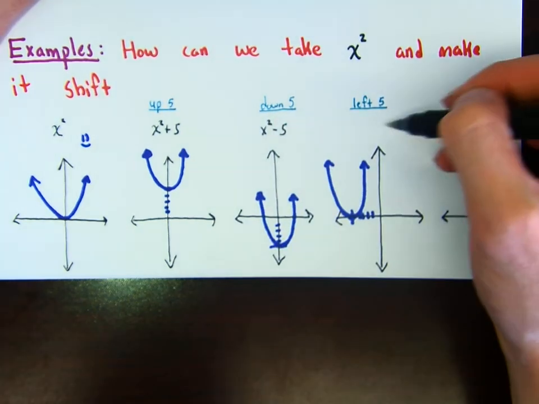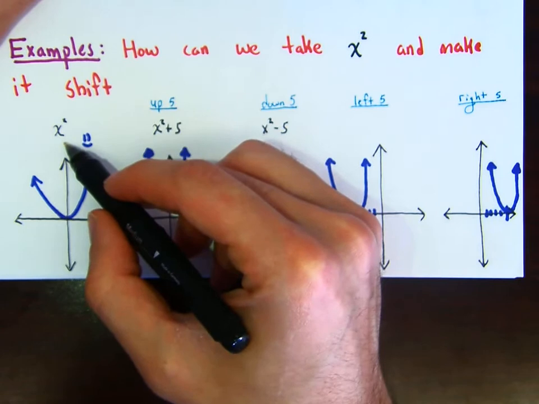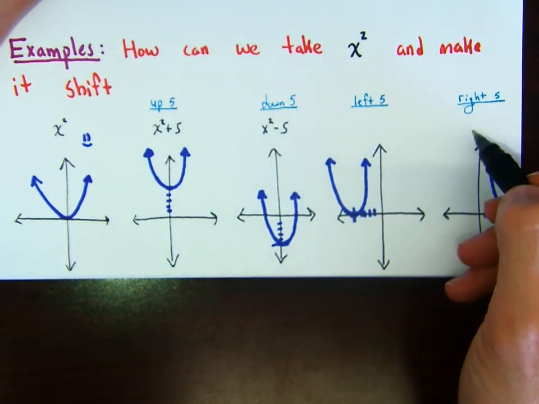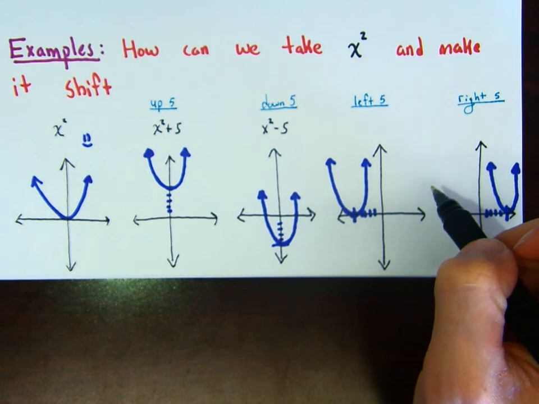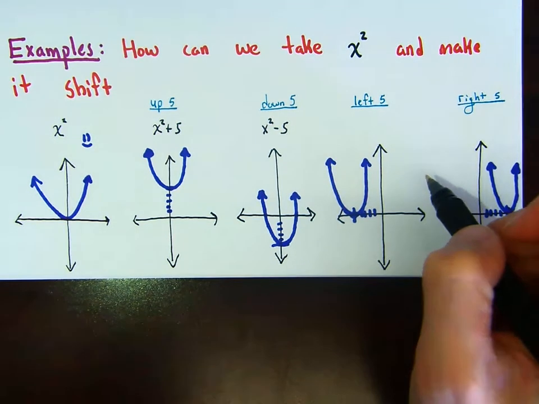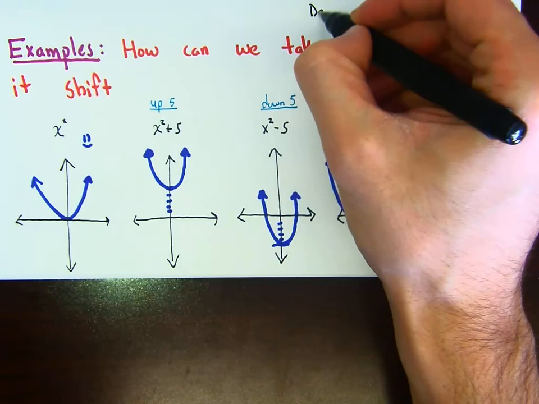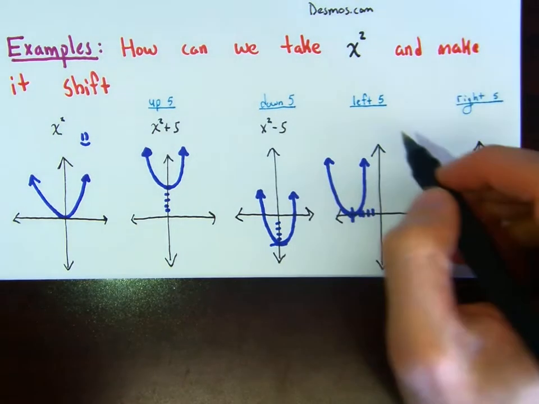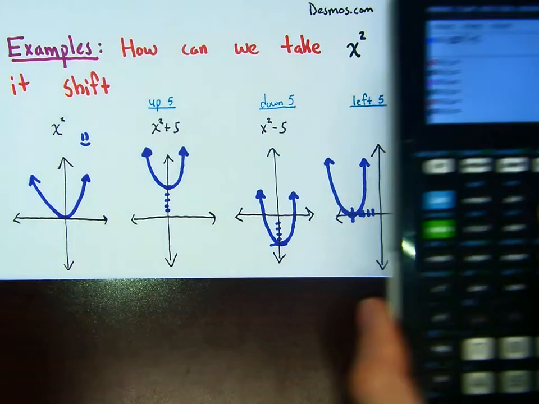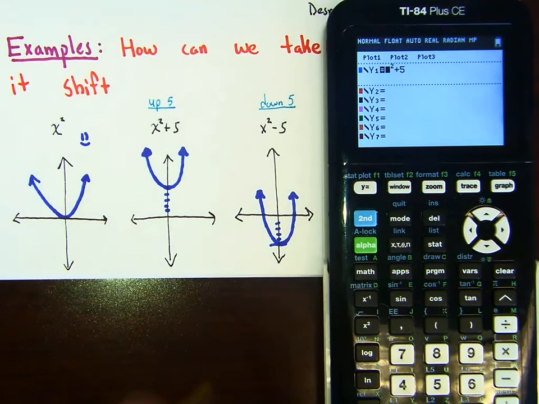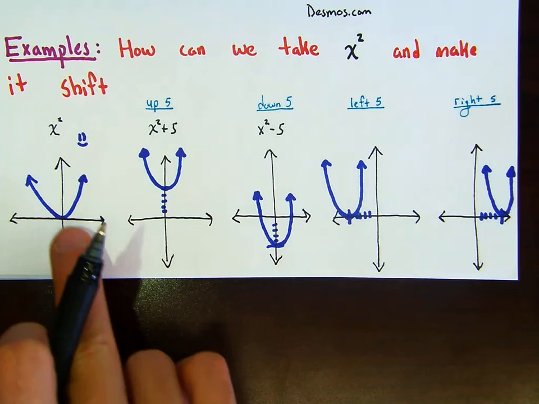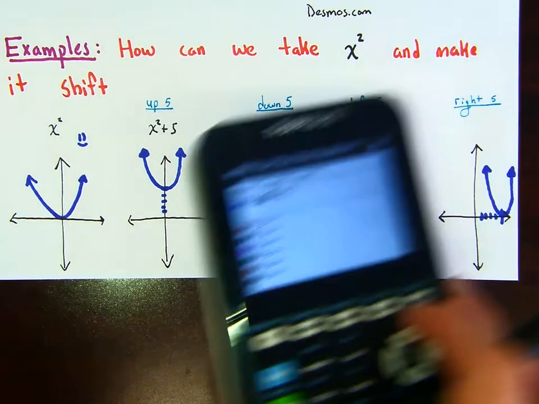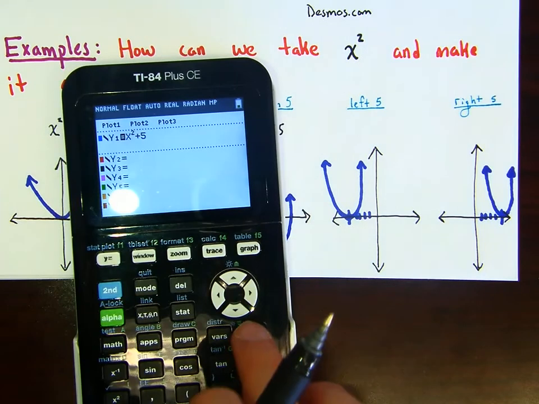Now, the tricky question is, what would I do to x squared to make it move left 5 and right 5? Pause the video and try and think about it. What would you have to do? And if you want, you could go to a website like desmos.com. It's like a graphing calculator, or if you have a calculator, try plugging in certain functions to make this x squared graph move left 5, right 5, okay?